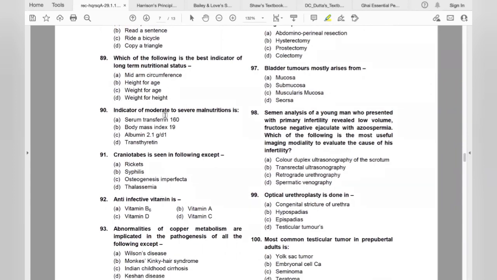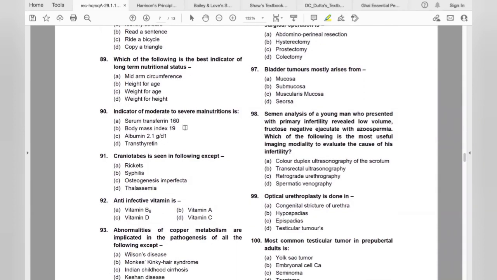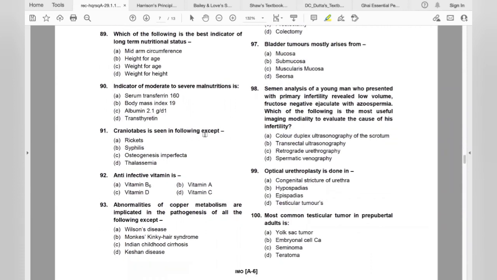So indicator of moderate to severe malnutrition: answer is albumin 2.1 gram per deciliter. So here the answer, best indicator of long term is height for age. Craniotabes is seen in all of the following except thalassemia.